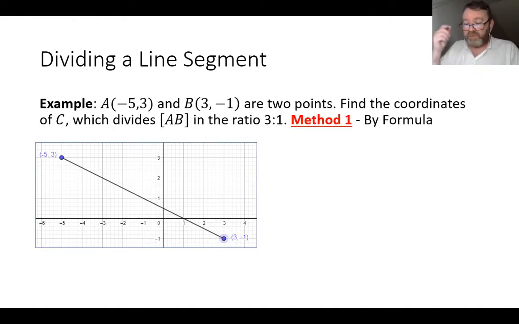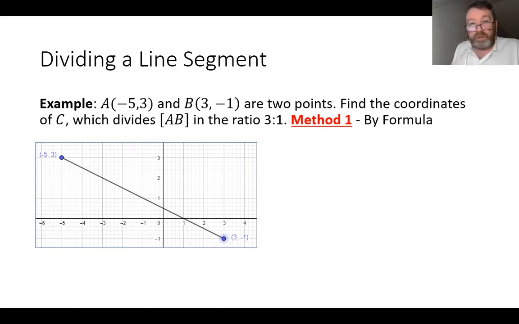A(-5, 3) and B(3, -1) are two points. Find the coordinates of C, which divides the line segment [AB]. Do you notice the brackets? The line segment. So in other words, we're working in between A and B. We're not going beyond them. They're square brackets. In the ratio of 3 is to 1.